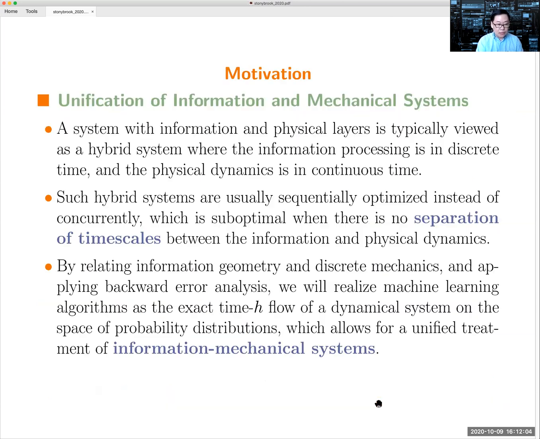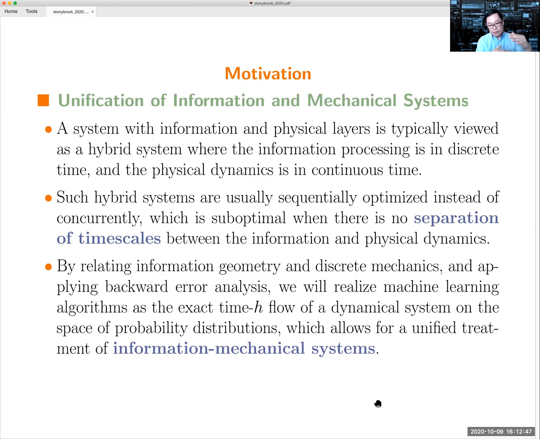So let me give you a little bit of motivation for why I'm interested in this connection between information geometry and mechanics. From my perspective, I'm interested in the unification of information and mechanical systems. Say you have a system with information and physical layers. When one tries to address the issue of uncertainty, say in a network of drones, there's a tendency to treat the information processing layer in discrete time, and the physical dynamics in continuous time.